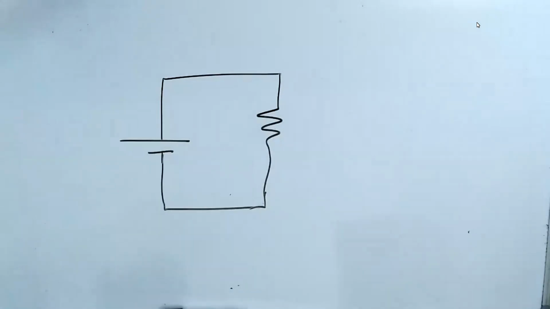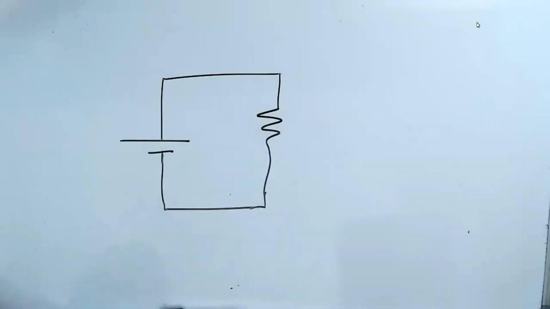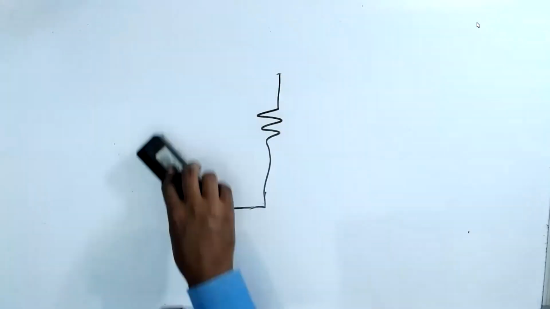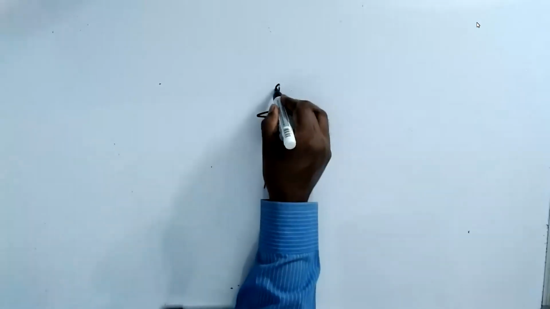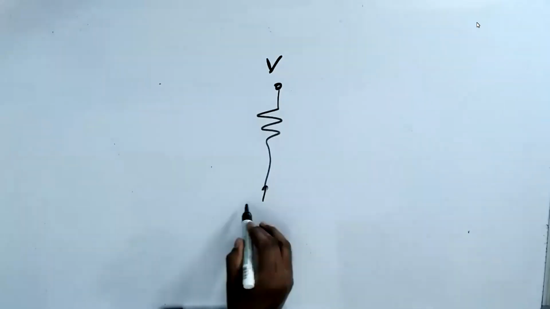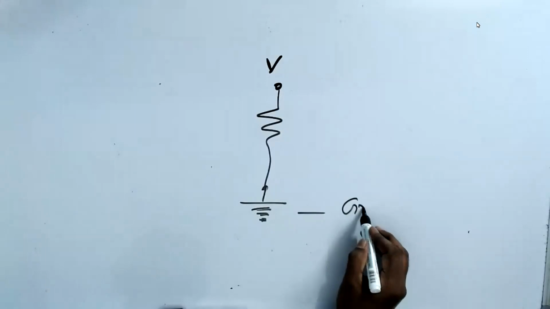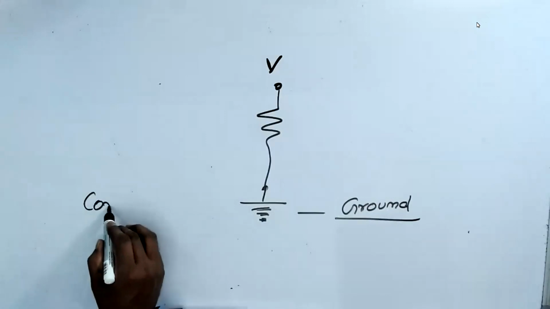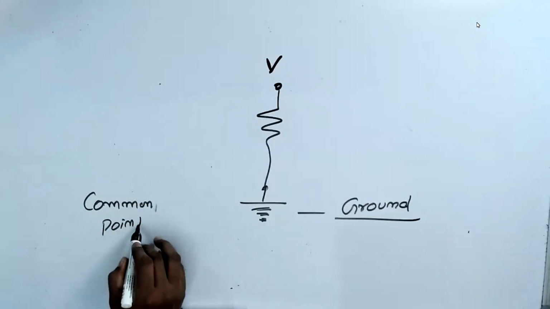Generally, in the industry, if you have to draw like this, the circuits become so complex. So what they have done is they have removed this, and they made this a V voltage. And at this point, they put a symbol. This is called ground, or we can call it common point or reference point.